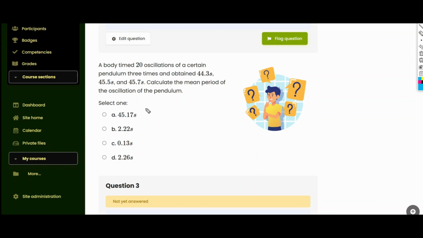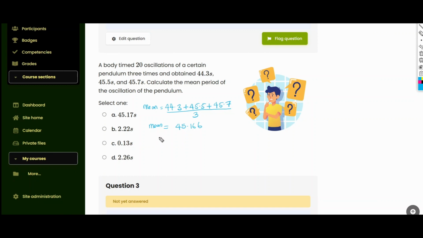We can look for the mean time, which is equal to 44.3 plus 45.5 plus 45.7, divided by 3. So we're taking the mean value by adding them up. Taking the mean, we're going to have 45.166. I've been saying period, but this is the mean time.